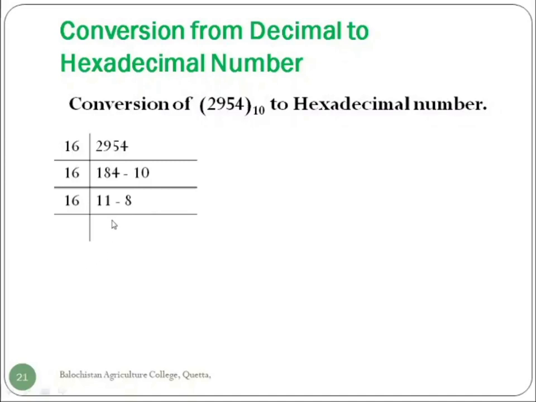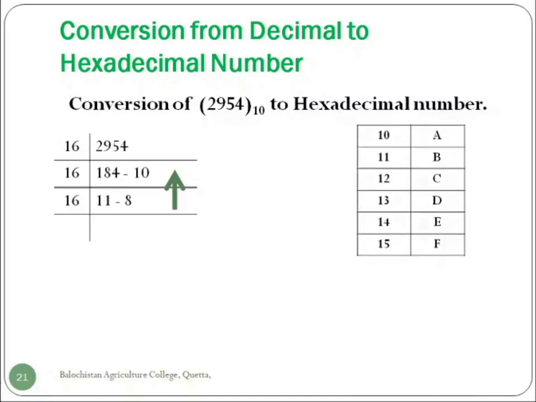Now we can see that 11 can't be divided further by 16. So therefore this process has been ended here. The next step is to write these numbers in this direction. So after writing, we get 11, 8, 10. Here we can see that instead of 11 we can write B, and instead of 10 we can write A. So B8A is a hexadecimal number.